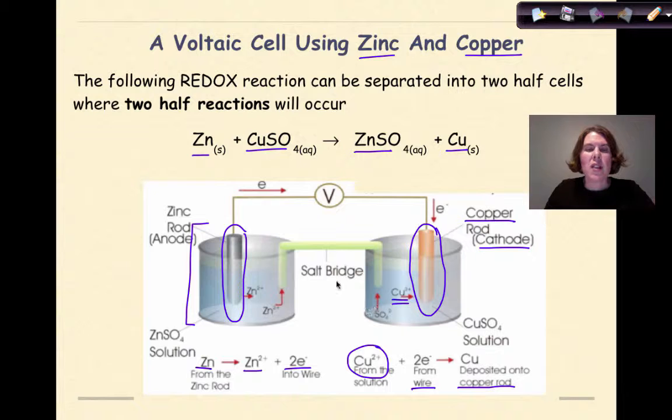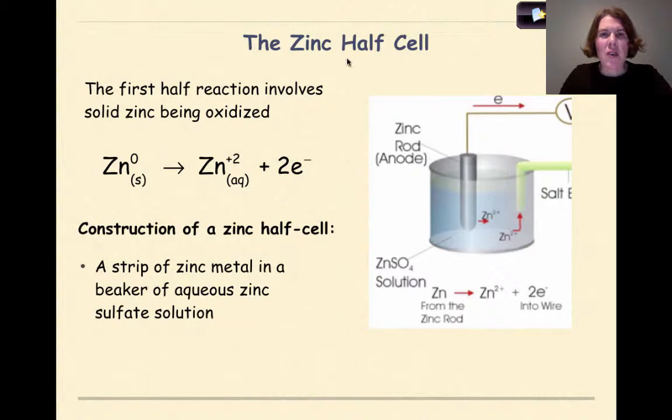So we can see how this original chemical reaction up here can be split into two half reactions, with each half reaction occurring in one of the half cells. Let's look specifically at the zinc half cell. The first half reaction involves solid zinc being oxidized. So here's my solid zinc right here. This is my electrode. When this undergoes oxidation, it's going to form zinc plus 2 ions and release 2 electrons.